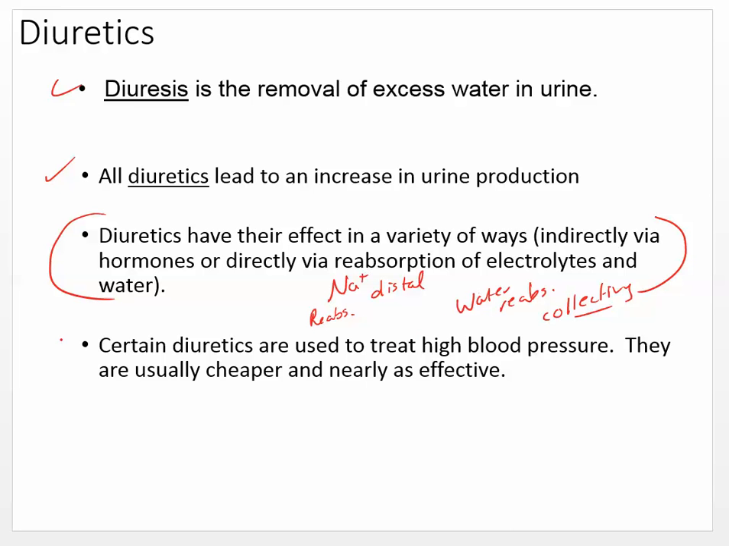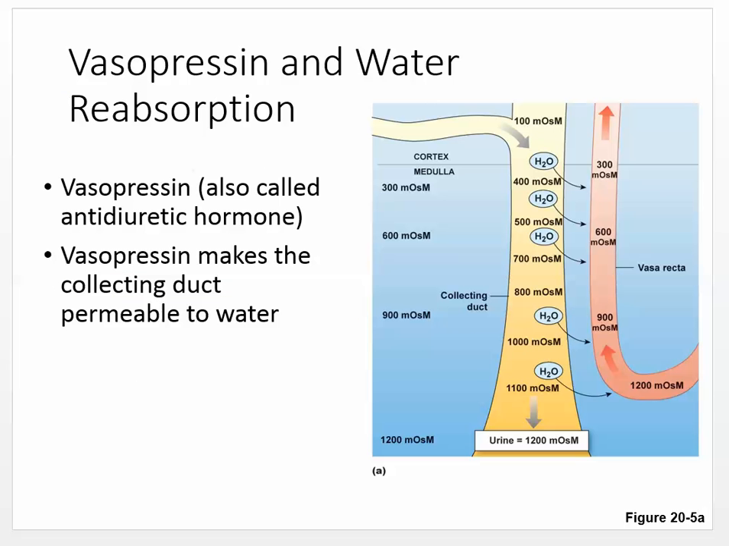Okay, and like I also mentioned, certain diuretics are used to treat high blood pressure. And usually they aren't very expensive. Okay, they're usually cheaper and they are nearly as effective. They've done studies where they took some more very expensive high blood pressure medications and compared them to the efficacy of just using diuretics, and they found that diuretics were actually just as effective.